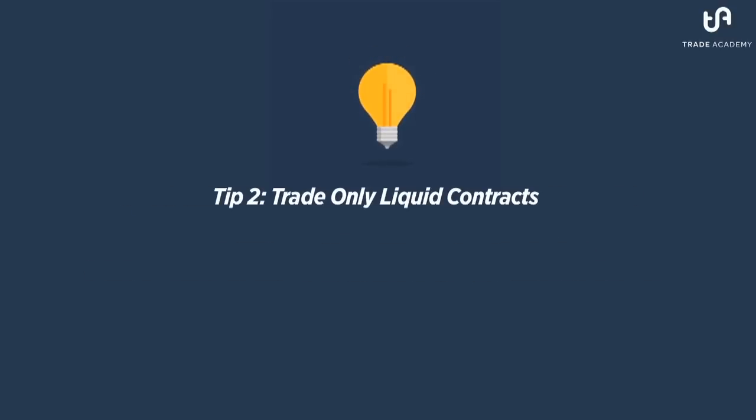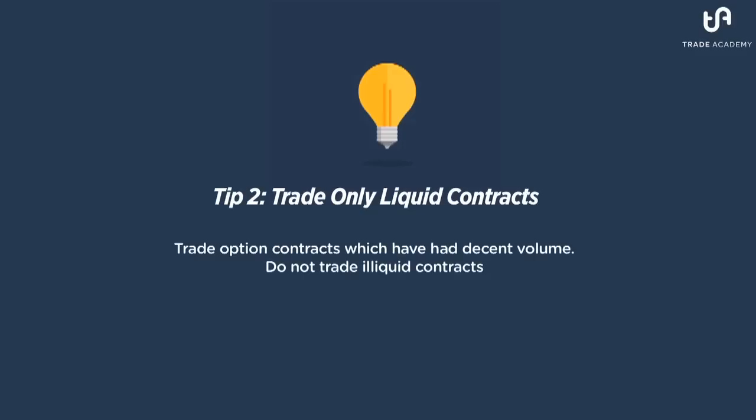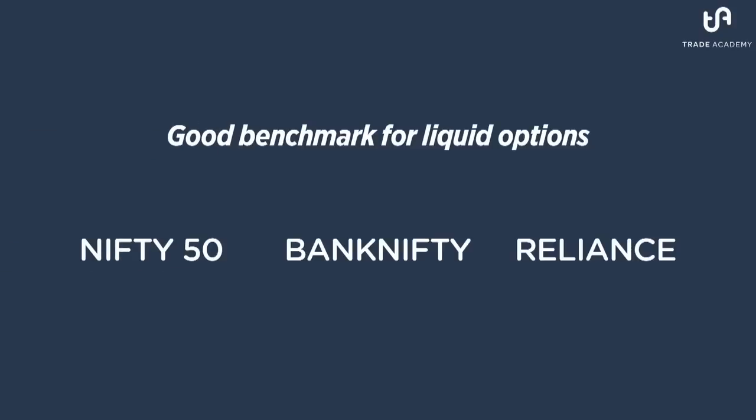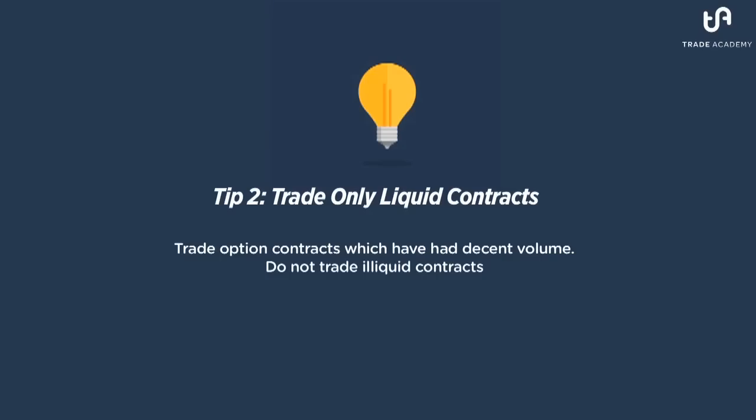Tip number 2. Trade only liquid contracts. Now, option contracts are quite unique in the sense that you can have multiple contracts in multiple strike prices for a single symbol. In India, most contracts, unfortunately, are not very liquid. So make sure before you put on a trade that your contracts are liquid. A good benchmark for liquidity is Nifty, Bank Nifty, and even Reliance. Some well-known blue-chip companies can have as low as 50 contracts traded during a day.